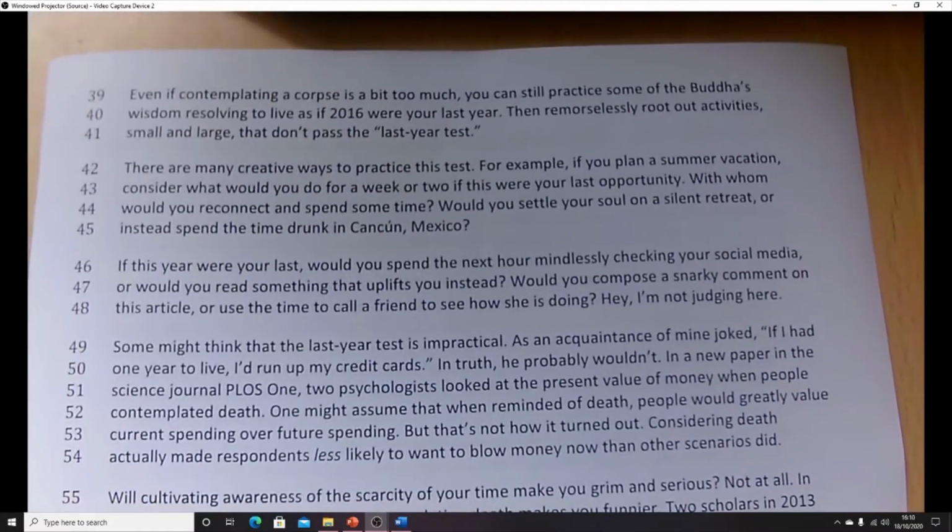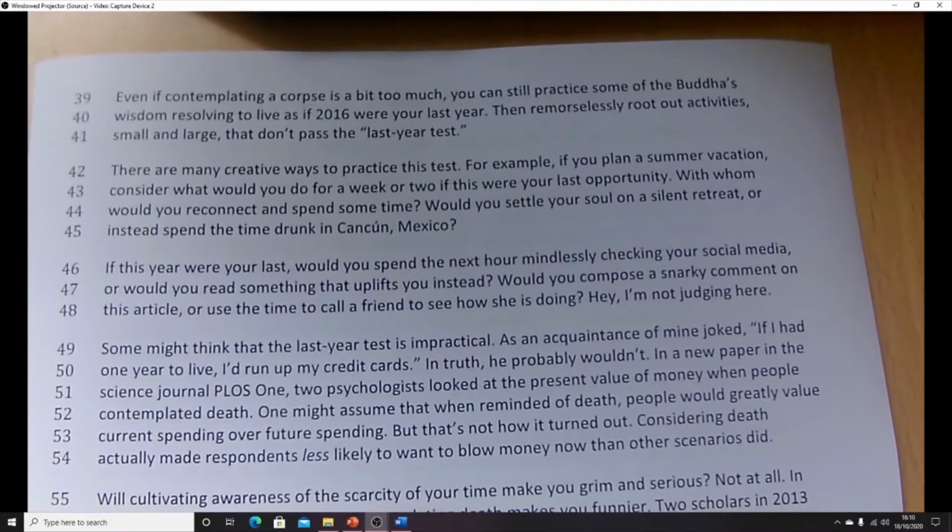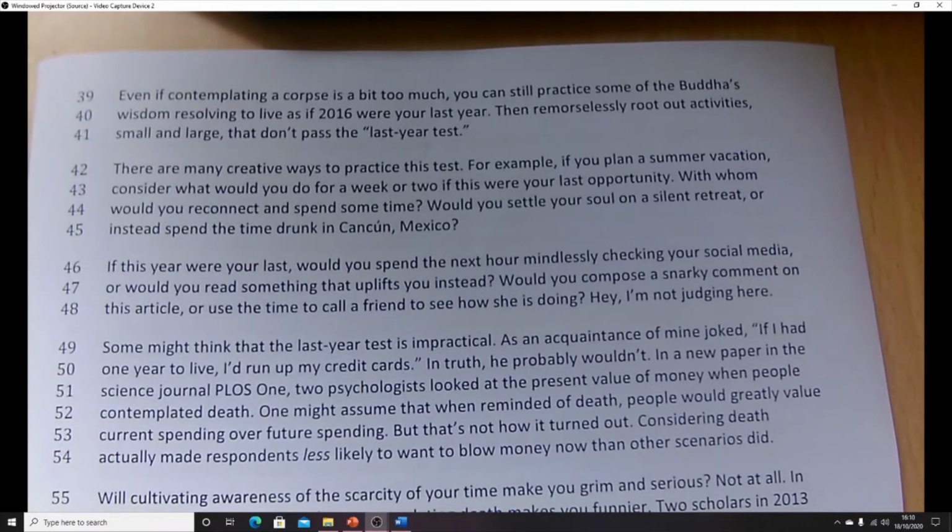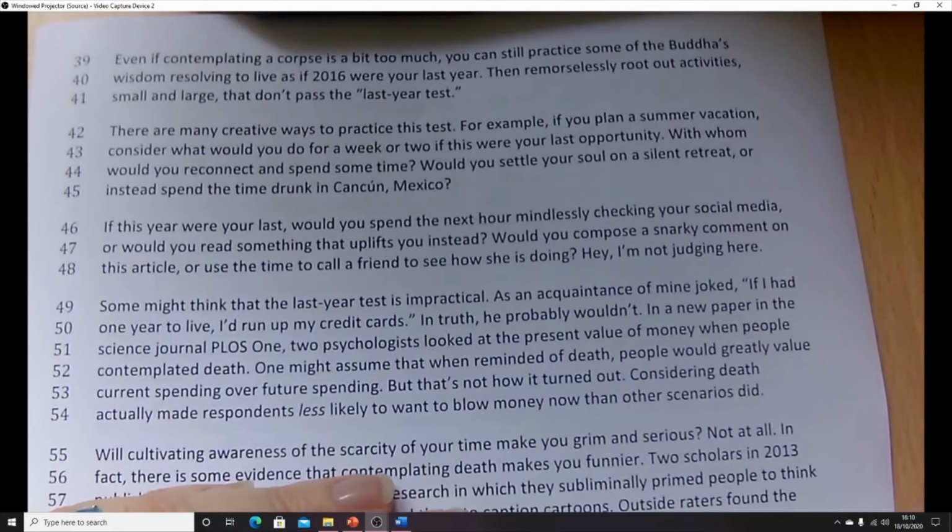Even if contemplating a corpse is a bit too much, you can still practice some of the Buddha's wisdom, resolving to live as if 2016 were your last. Then remorselessly root out activities, small and large, that don't pass the last year test. There are many creative ways to practice this test. For example, if you plan a summer vacation, consider what you would do for a week or two if this were your last opportunity. With whom would you reconnect and spend some time? Would you settle your soul on a silent retreat, or instead spend the time drunk in Cancun, Mexico?